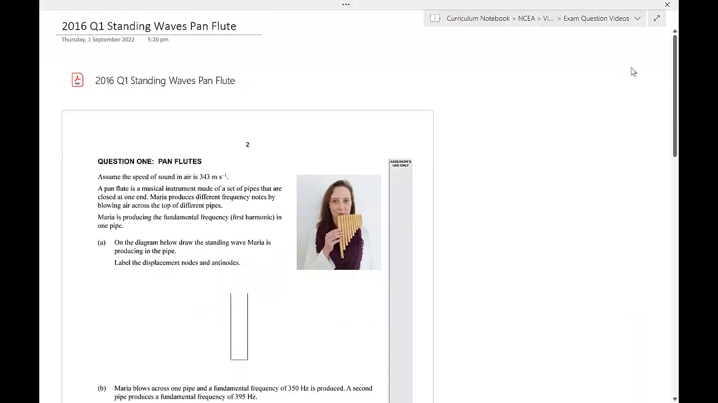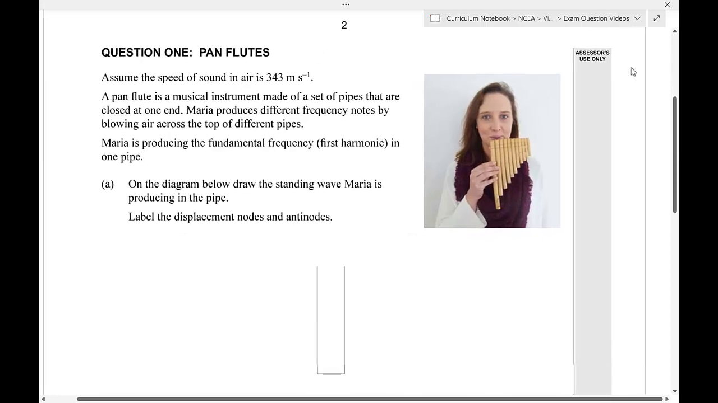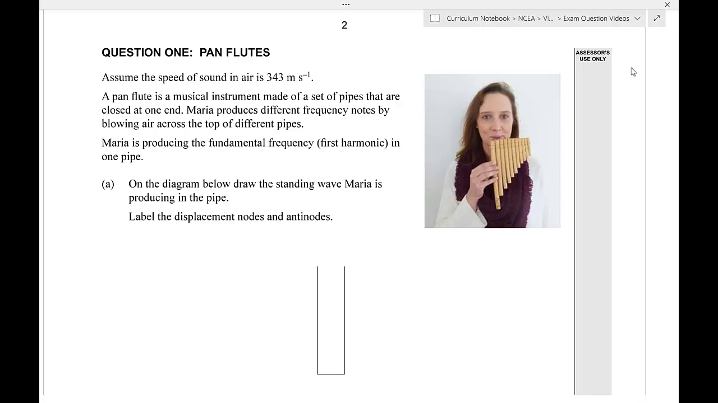All right, let's take a look at this question. This is from a Waves paper, and it's about pan flutes. We're given the speed of sound in air, and we're told that a pan flute is made of pipes that are closed at one end. Maria produces different frequency notes by blowing air across the top of different pipes. She is producing the fundamental frequency in a pipe, and we're asked to draw the standing wave that Maria is producing. The fundamental or first harmonic.